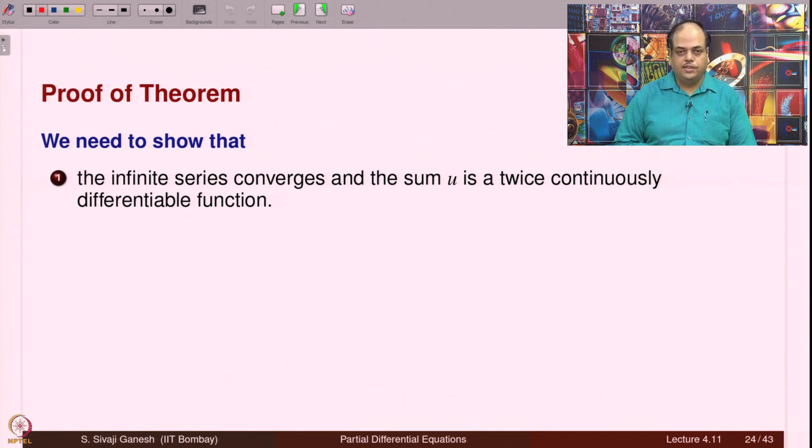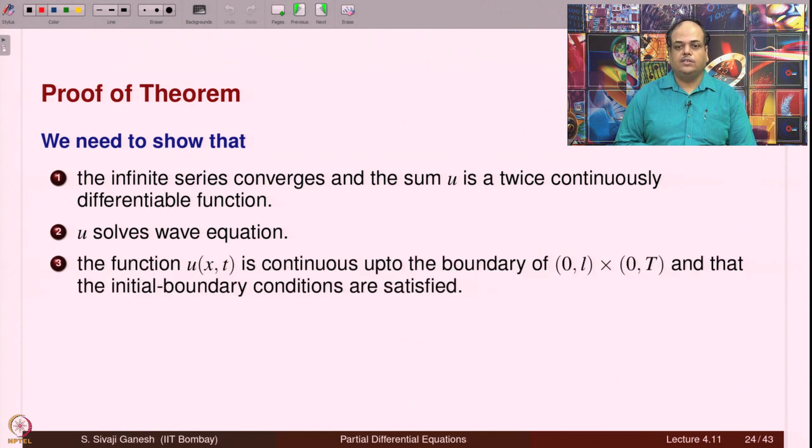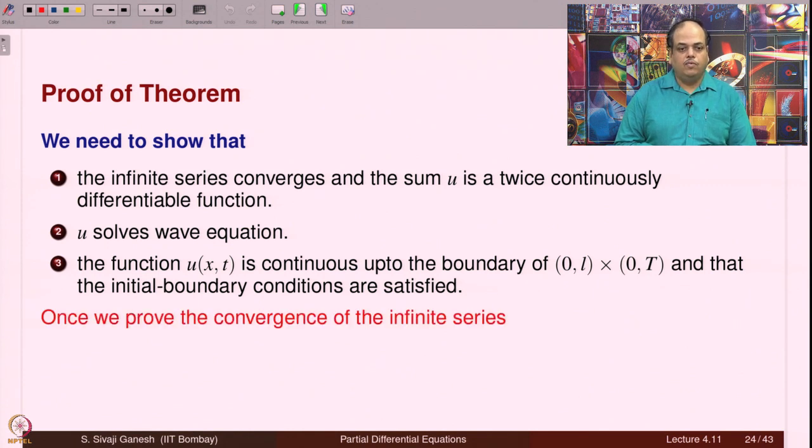So, the infinite series converges, defines a function u of x, t, and that function is a C2 function, and then it solves the wave equation and it is continuous up to the boundary of 0 L cross 0 t, so that the boundary conditions are meaningful, namely u of 0 t and u of L t, and initial conditions are meaningful, that is u of x 0 is phi x. We also need u t of x 0 equal to 0. That means the derivative of u should also be continuous to 0 L cross closed 0 comma t. So, once we prove the convergence of the infinite series, we will replace the approximate symbol with equality.